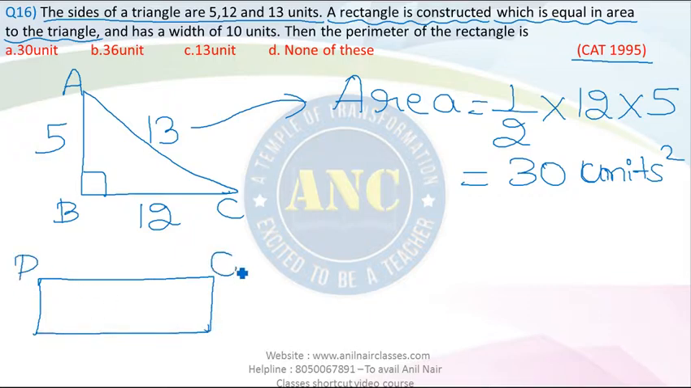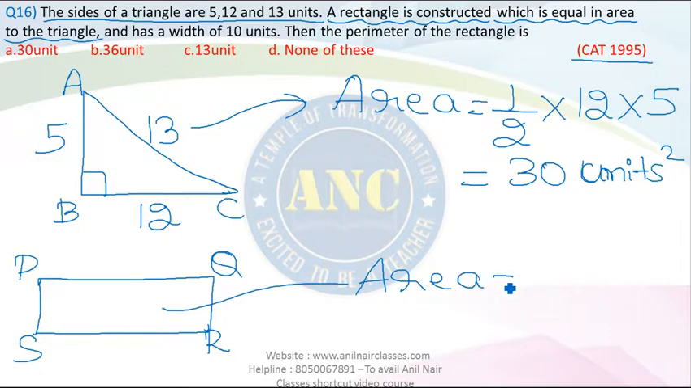Let me call this rectangle PQRS. The area of this rectangle is absolutely the same as the area of this triangle, which is 30. Both are the same, and it has a width of 10 meters. The question says the width of the rectangle is 10.